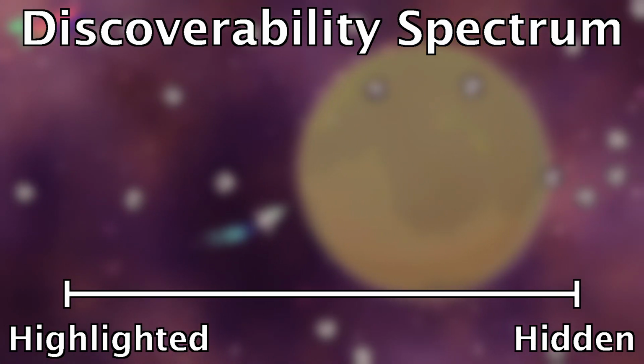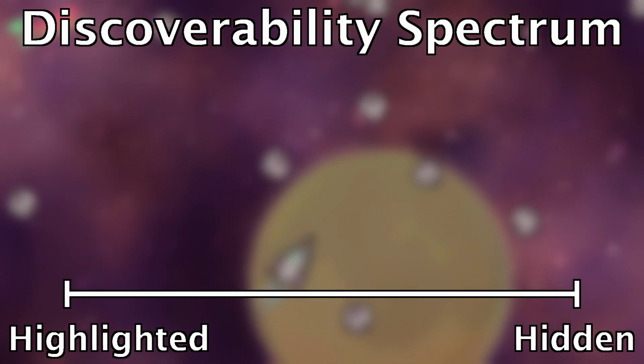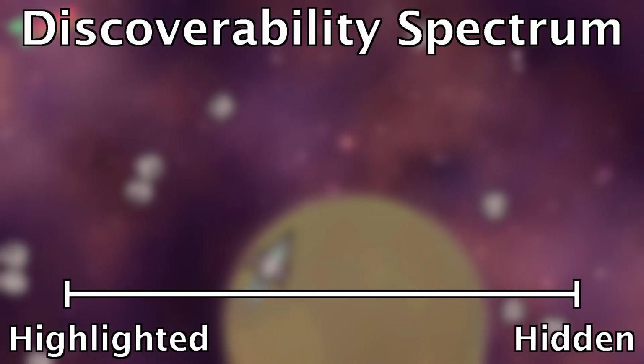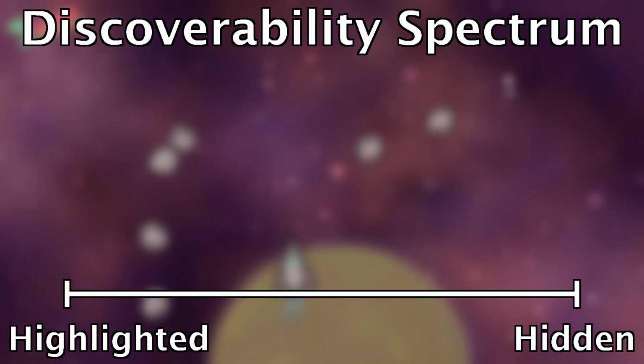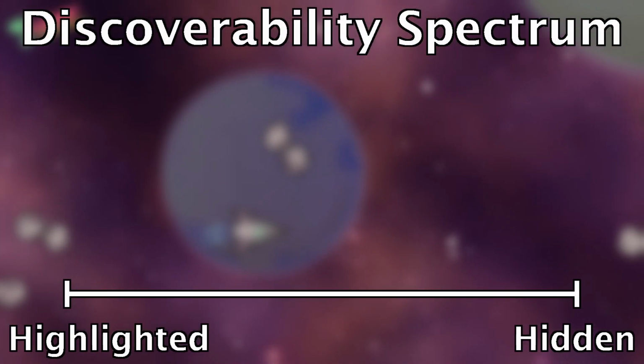I might make reference to the discoverability spectrum in future videos, but for this video I want to look at some specific pieces of information and decide how discoverable I want it to be. So what I want to look at is enemies that are nearby but off screen. First, let's look at where this information currently sits on the discoverability spectrum.